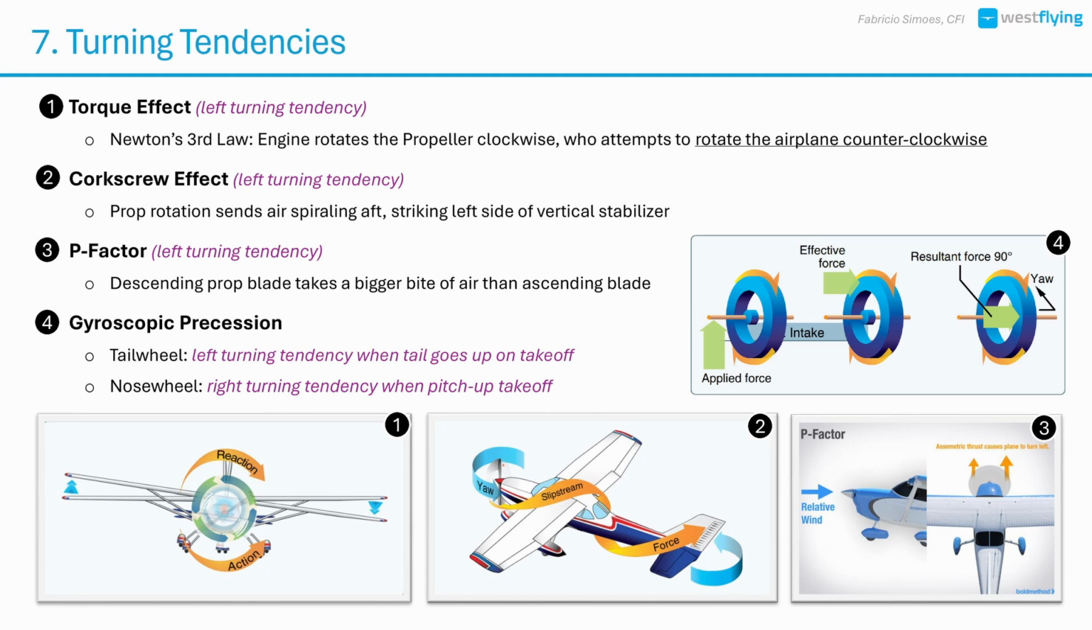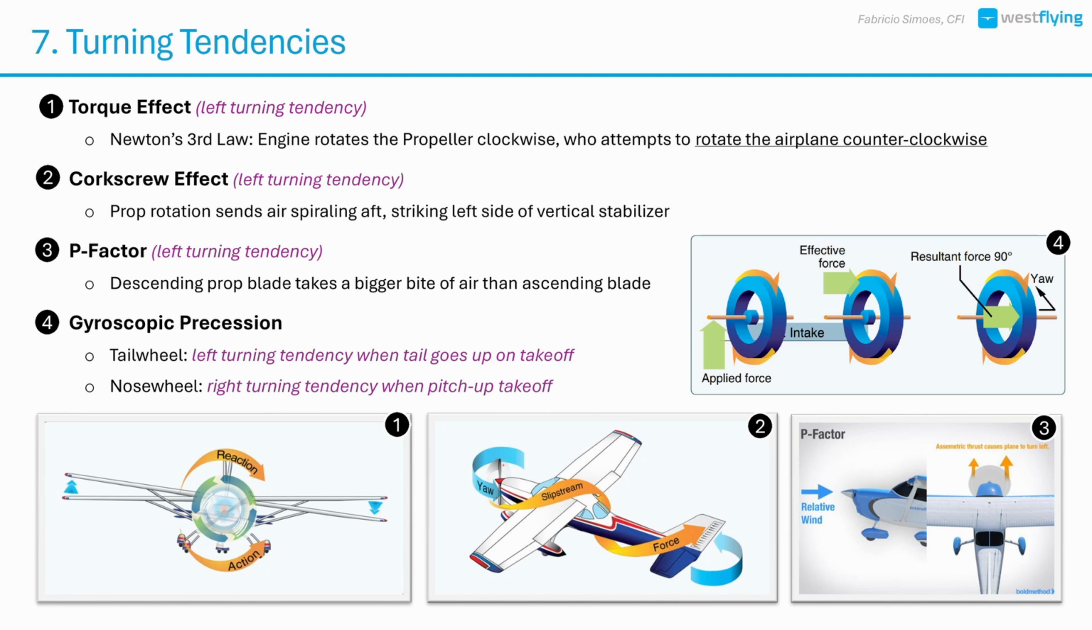P factor. This is the asymmetrical thrust generated by the propeller when the airplane is in a nose-up attitude. The descending blade on the right side takes a larger bite of air, producing more thrust than the ascending blade on the left. This causes a yaw to the left. Again, most noticeable during high power and high AOA.